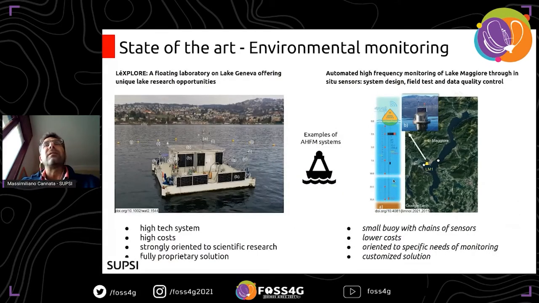What is the state of the art in this high frequency monitoring system? We can bring a couple of examples. One, on the left side, is L'Explora, a floating laboratory on the Lake of Geneva in Switzerland. This is a unique research opportunity because it is very big and very rich in sensors and things like that, and it's very expensive. I don't know exactly, but certainly more than hundreds of thousands of US dollars. On the other side, there are also some experiments with a smaller buoy system, at a lower cost. This is more oriented to specific needs and is more of a customized solution done by Palanza.